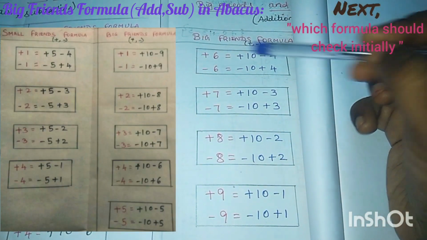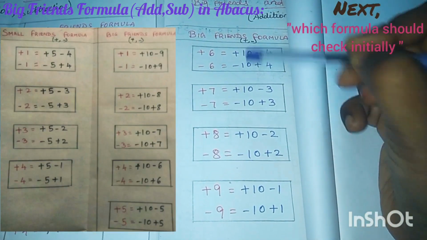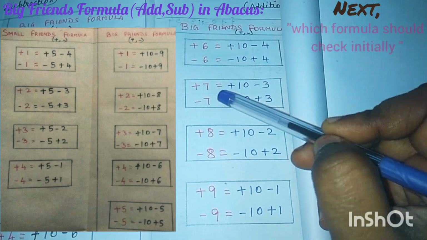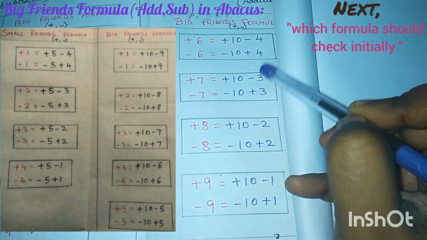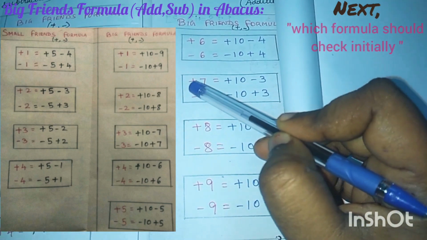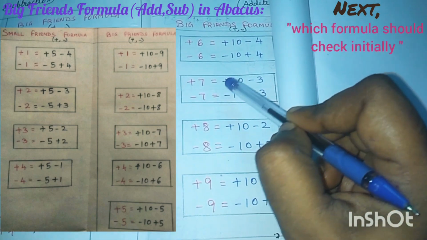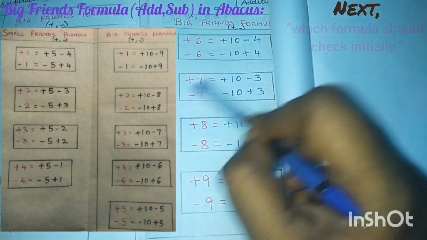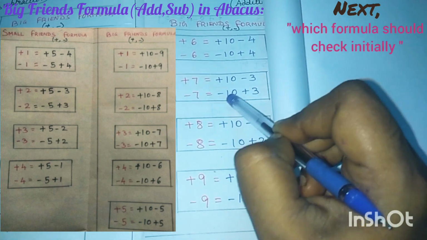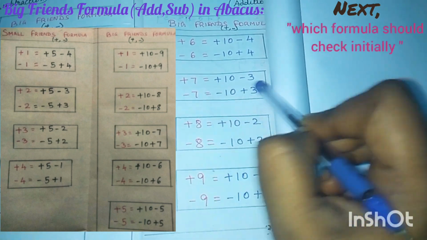6's big friend is 4 since 6 plus 4 equals 10. Next, we'll move to 7. 7's big friend is 3 since 7 plus 3 equals 10. When the number is in plus, the friend of 7 should be in minus and the boss will be in plus in the addition part. This one is for subtracting 7. The boss will be in minus in the subtraction part, okay?